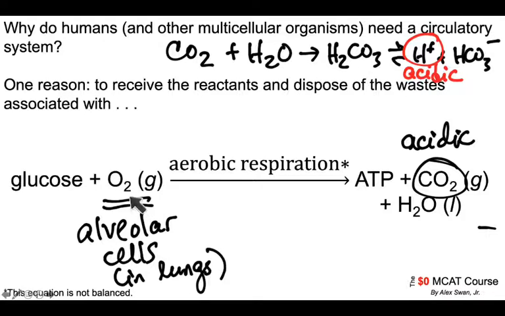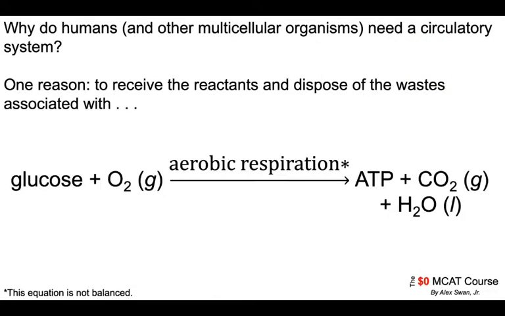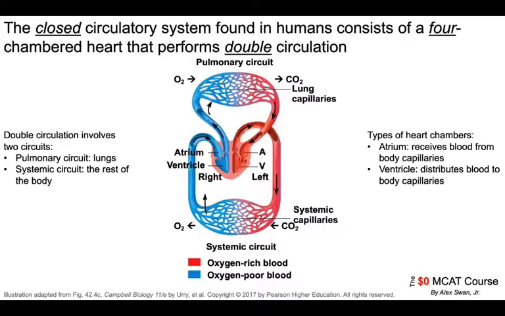How are we going to deliver oxygen to the cells that need it outside of the lungs? And how are we going to remove CO2 from the cells that are performing active respiration? Well, the answer lies in the circulatory system, and this next slide is going to hopefully illustrate that point.